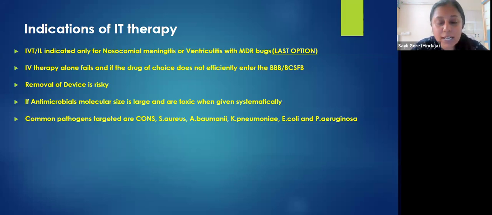Common pathogens targeted for these routes are coagulase negative Staphylococcus, Staph aureus, Acinetobacter, Klebsiella, E. coli, Pseudomonas. There are many Acinetobacter patients with nosocomial post-operative meningitis. Again, I'm mentioning post-operative neurosurgical infections, the ones who have devices, that is EVD or VP shunt, implanted in the brain. Staph aureus and Acinetobacter are very common in them, and even Klebsiella and Pseudomonas.